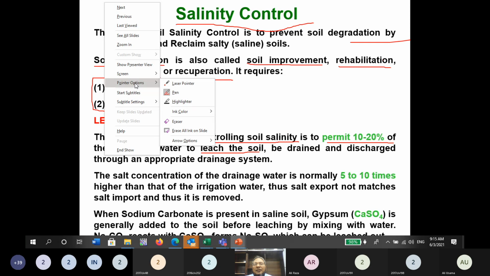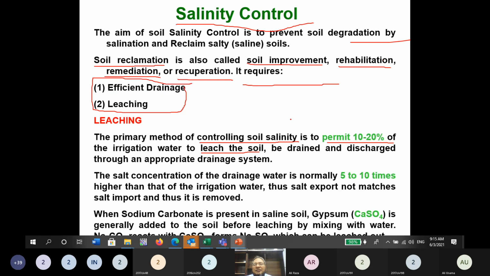If this is the ground surface, and these are the tile drains which we have provided, then, due to that, the water table, which originally was here, will now go down here. Number two, when we do the irrigation, the irrigation water will be discharged through this pipe or tile drain, and this soil will be leached. As the irrigation water has a lower salt concentration compared to the water being discharged from the soil, whose salt concentration is 5 to 10 times higher, the salt content of this soil is removed or reduced to some extent.